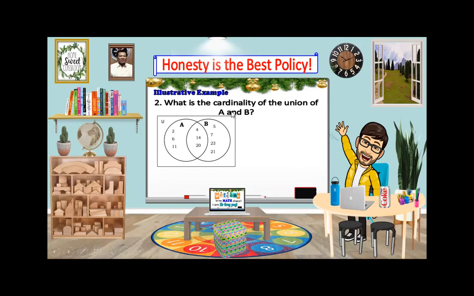Now we have a new word, cardinality. Ibig sabihin, how many elements? Ilan lahat sila? Kanina, union of A and B, pinagsama natin, ilan ba lahat yon? Ilan ba lahat yung elements na nandyan? Yun ang tinatanong dito, yung bilang ng elements. So the cardinality of A union B is equal to 10. Why 10, sir?